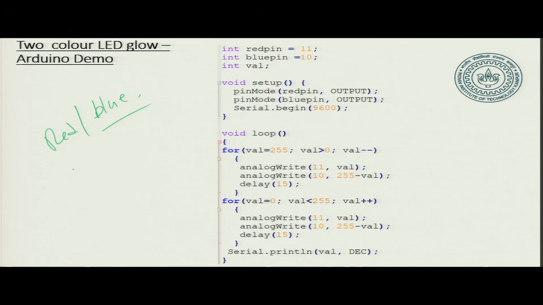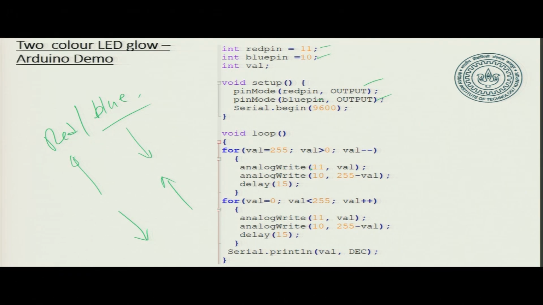What will happen is one will slowly go up and the other will slowly come down, and then it will reverse cycle, this will come down and that will go up. This is what we mean by glowing. In the program you can see, we are first defining the red pin as pin number 11, blue pin as pin number 10, and then we are giving the pin modes. Red pin is output, blue pin is also output, because we are giving output, we are not taking any input here.